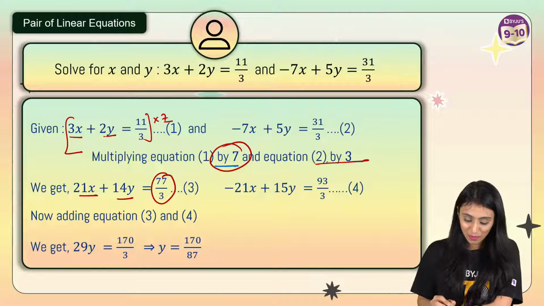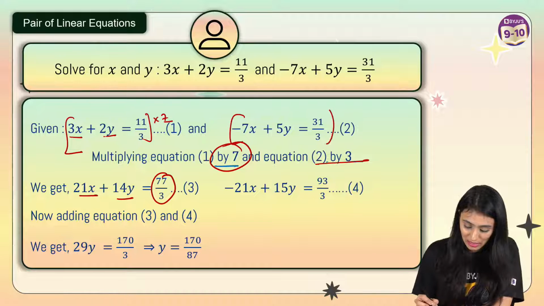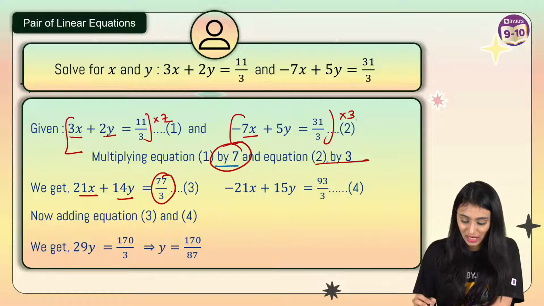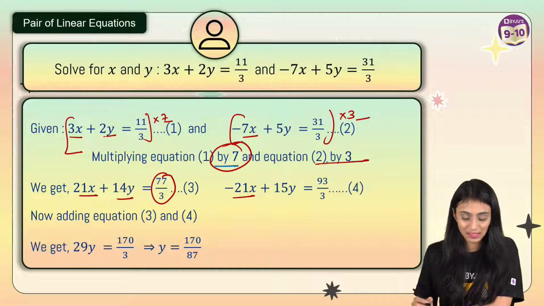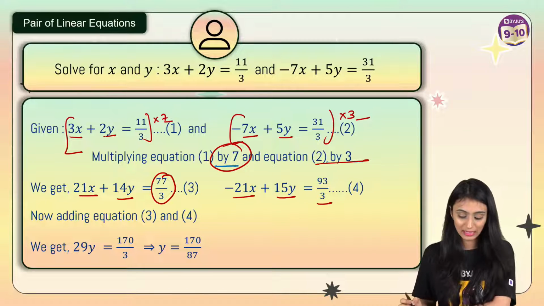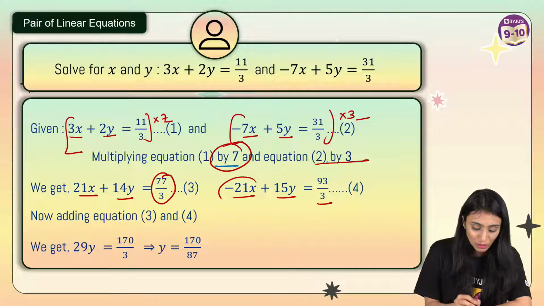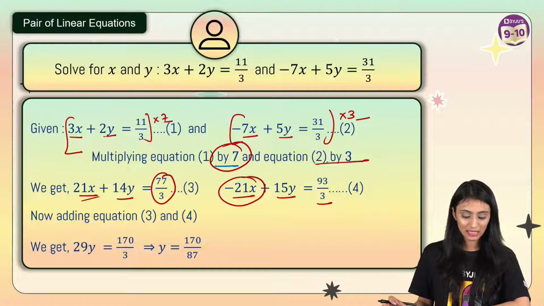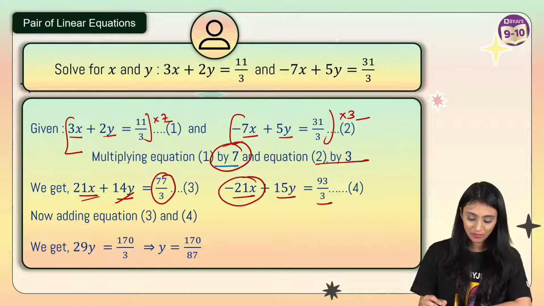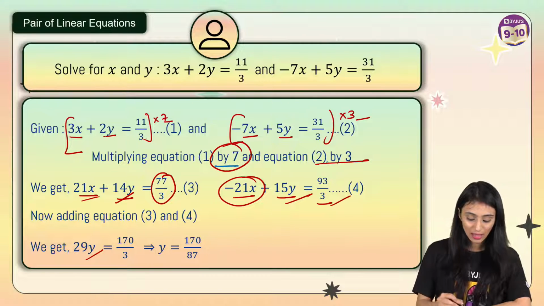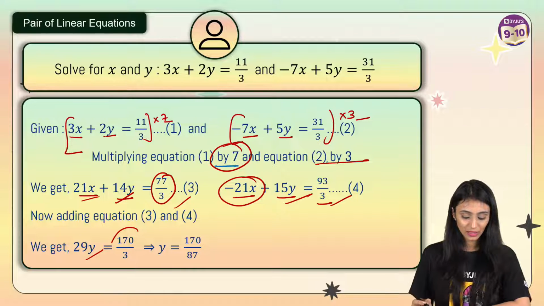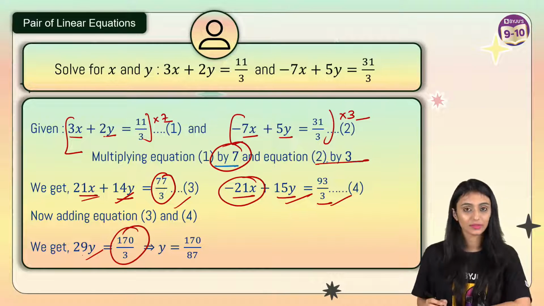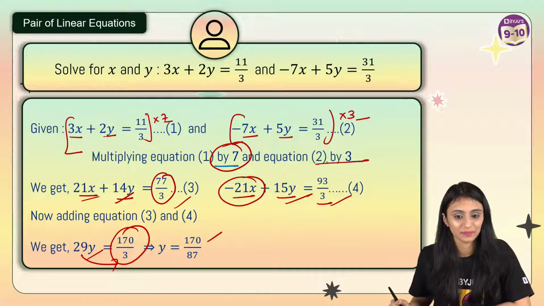All right, so that's going to be minus 20. Now here I'm going to multiply this entire equation by 3. So minus 7x times 3, that's minus 21x. Minus 3 times 5 is 15y, and this is going to be 93 by 3. Now you see both of them have got minus 21x and positive 21x. Simply add them up. They will get cancelled out. What will you have? 14y plus 15y is 29y, and both of these are equal to 170 by 3. Let's take 29 here. You will get 170 by 87. I hope this is clear.